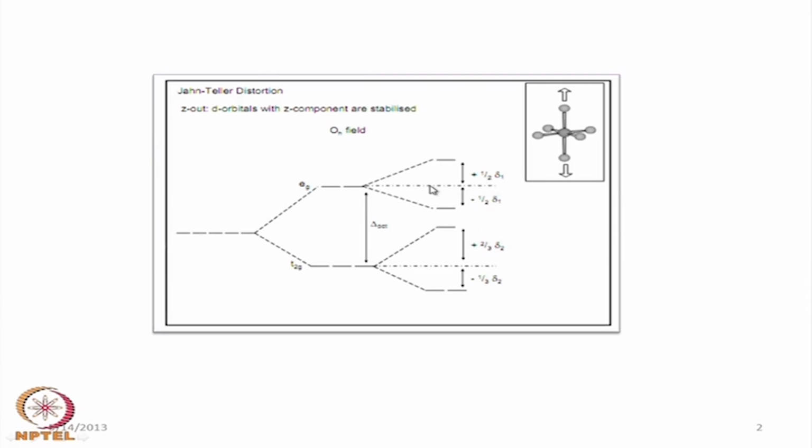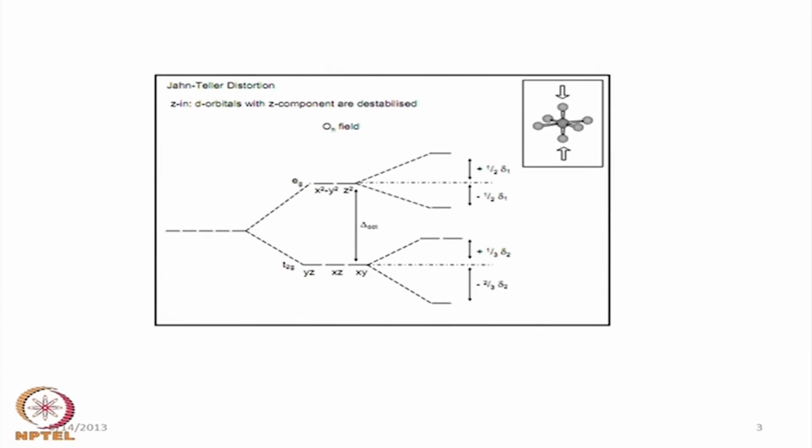So, this particular one which is facing the ligands directly will have a higher amount of splitting, that is why the corresponding splitting is delta 1. So, this is delta 1 splitting and this is delta 2 splitting, and we call this splitting of the T2G and EG set in an octahedral geometry the Jahn-Teller distortion.